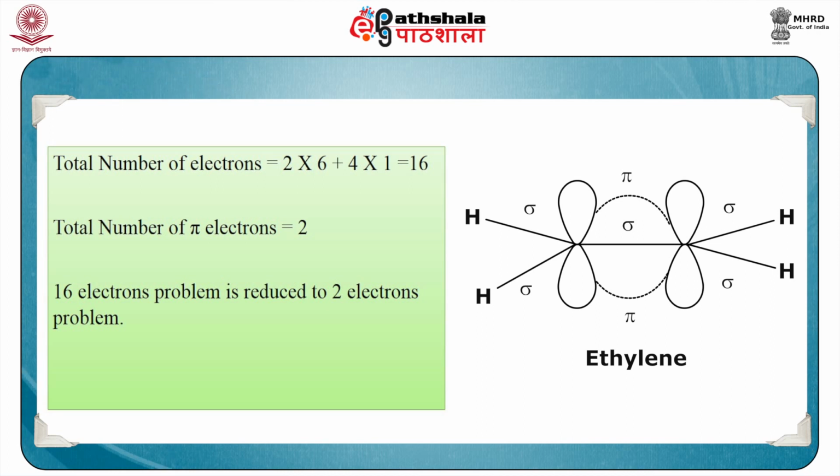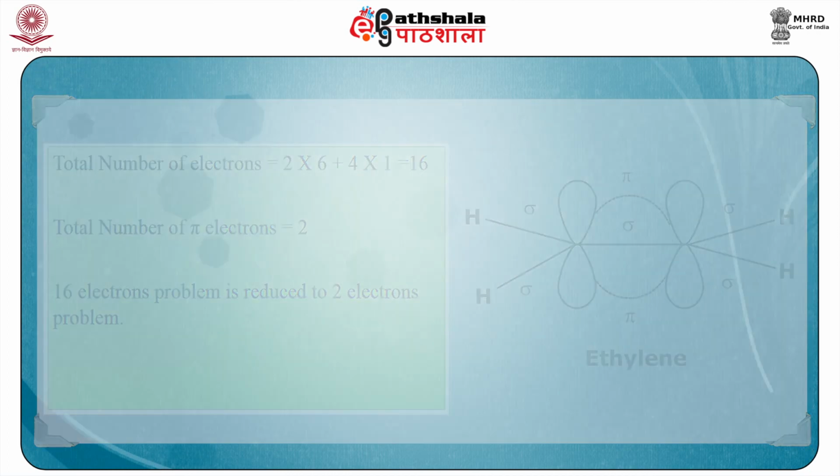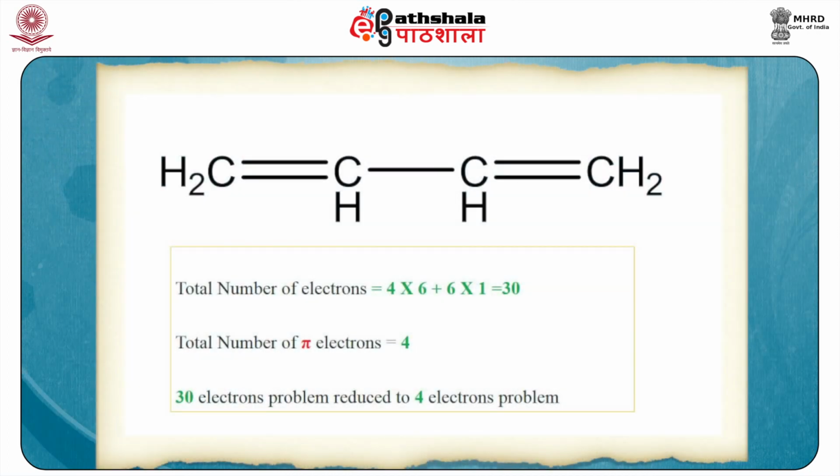Another beauty of the HMO is that it simplifies the problem. For example, due to sigma pi separability in the ethylene molecule, though there are a total of 16 electrons, in HMO we treat it as a 2 pi electron problem. So the 16 electron problem reduces to a 2 electron problem. Similarly, in butadiene, the total number of electrons is 30, but there are only 4 sp2 hybridized carbon atoms, each contributing 1 pi electron. Therefore, this 30 electron problem is reduced to a 4 electron problem. So this is a very big advantage of the HMO.